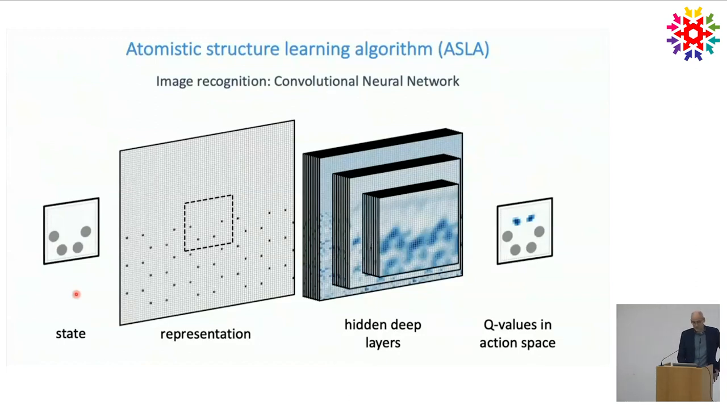Then you digitize it so that you have this grid here, and either there's a 1 if there's an atom and 0 if there's no atom. Then you have the deep neural net here, a number of layers, and once it has been trained, it spits out a heat diagram of where to put the next atom in order to end up with the most stable molecule or crystal or whatever you're building in the end.